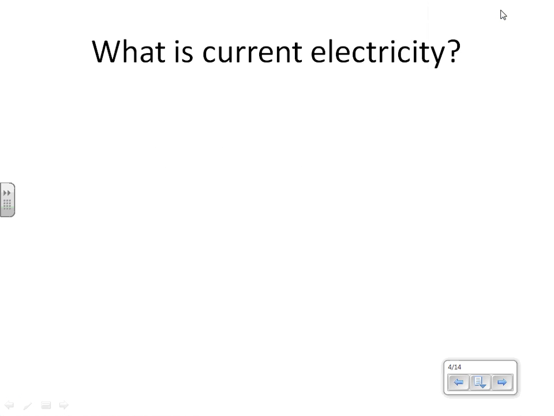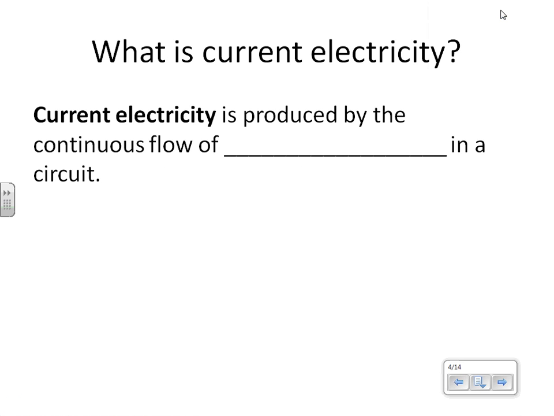Okay, so first off, what is current electricity? Current electricity, or circuits, is produced by the continuous flow of electrons in a circuit. So remember, when we studied statics and when we studied chemistry, we actually looked at how only electrons can move and protons and neutrons can't move. So what happens in current electricity is that the electrons end up actually moving through wires and making circuits.